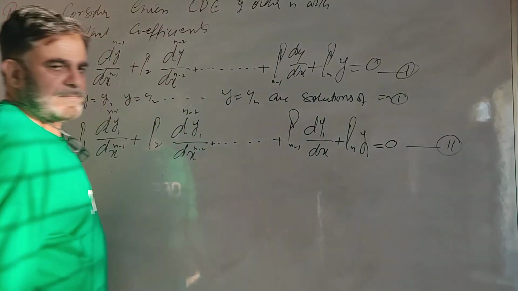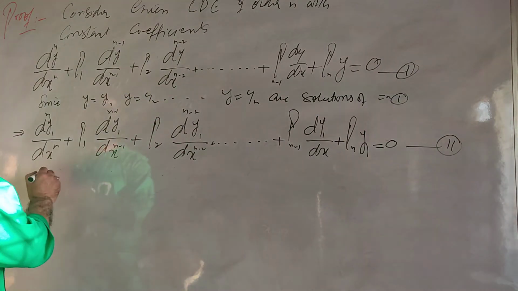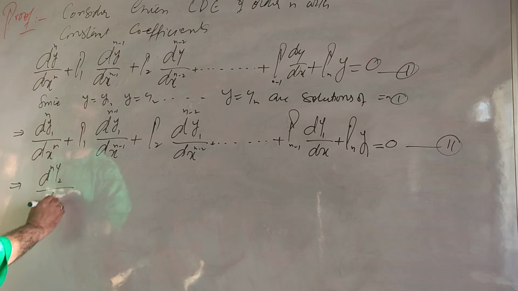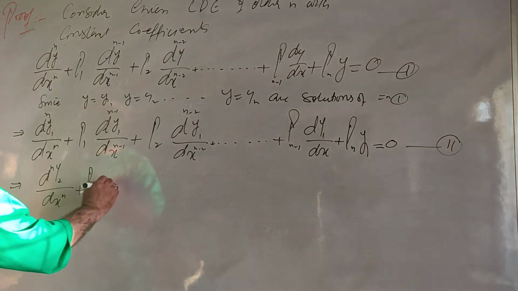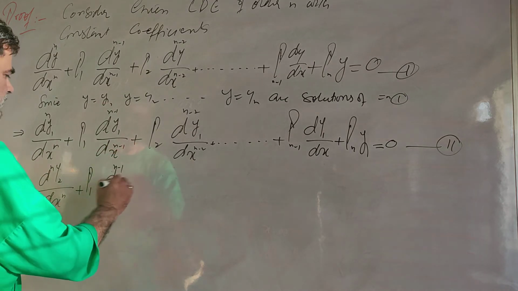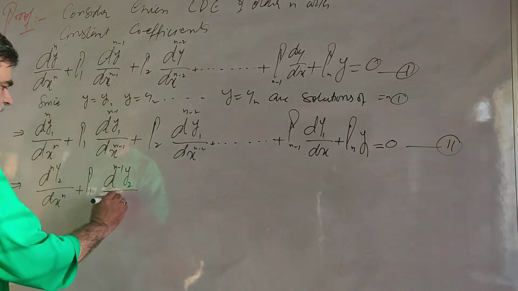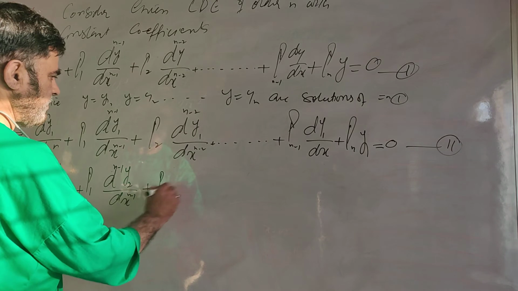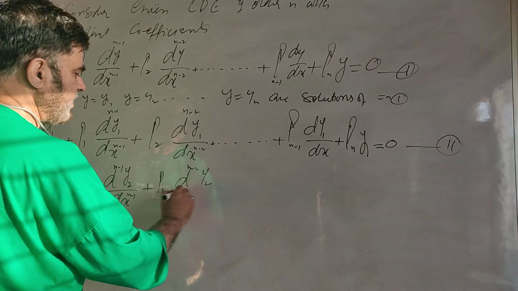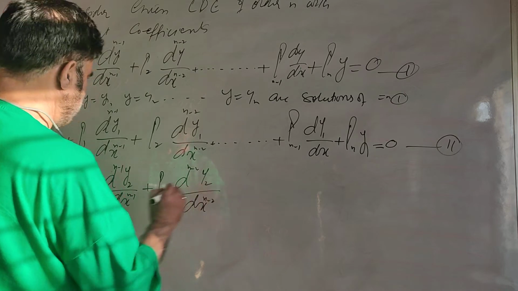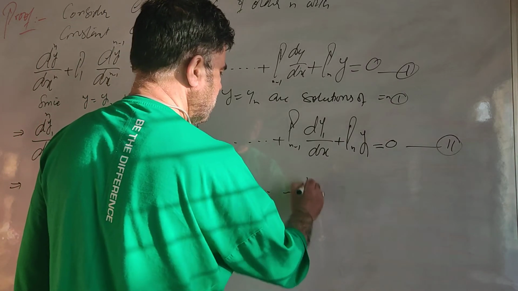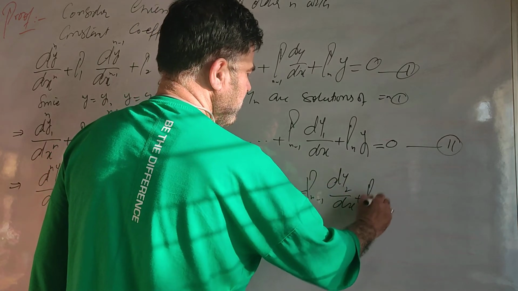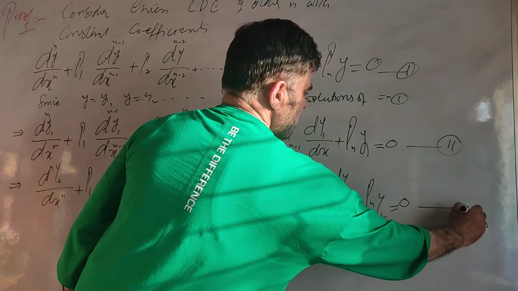Name this second. When y2 is a solution, that will also satisfy. This will imply that d^n y2/dx^n plus p1 d^(n-1) y2/dx^(n-1), then plus p2 d^(n-2) y2/dx^(n-2), plus so on to p(n-1) dy2/dx plus pn y2 is equal to 0. Let this be third one.